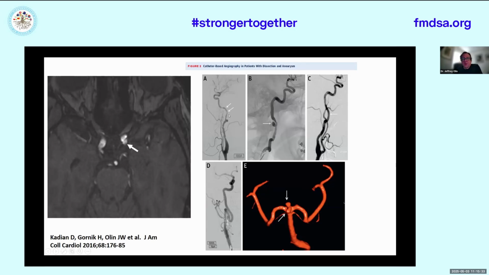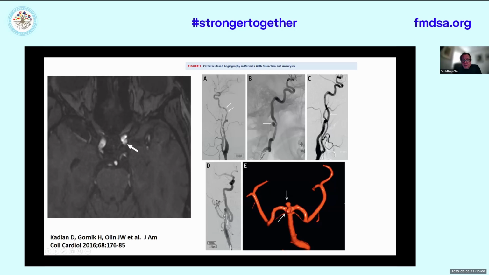This is a woman who has a dissection here. This looks like FMD. It could be FMD, but it could be the healing phase of a dissection. And this same woman had this pseudoaneurysm. A covered stent was placed. You no longer see this part. The stent wasn't put in this part, okay? It was put from here to here. And you no longer see that beating.